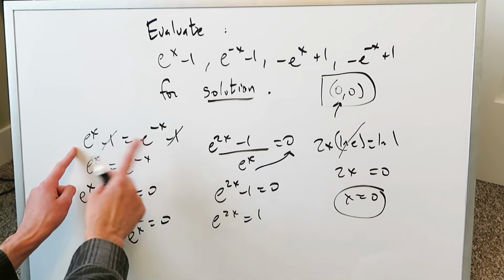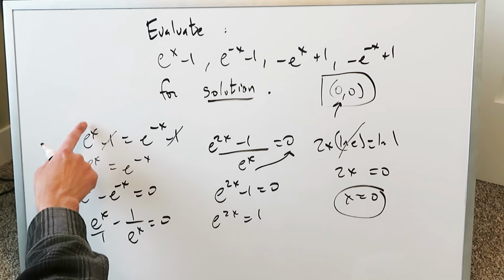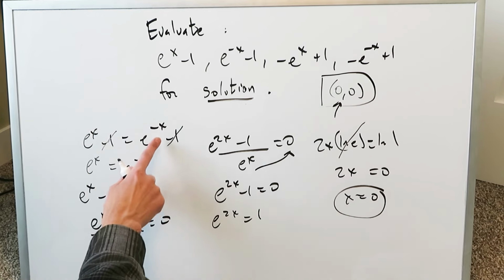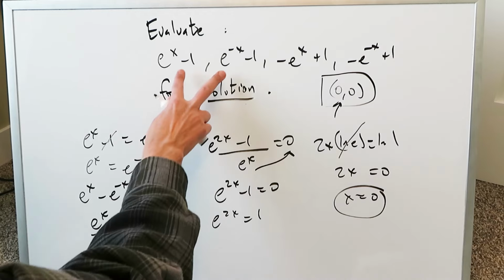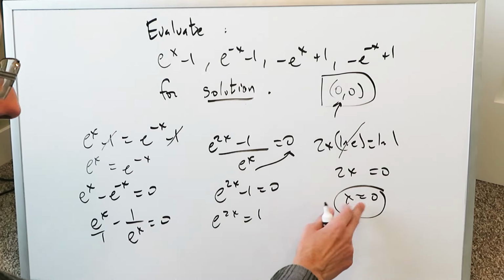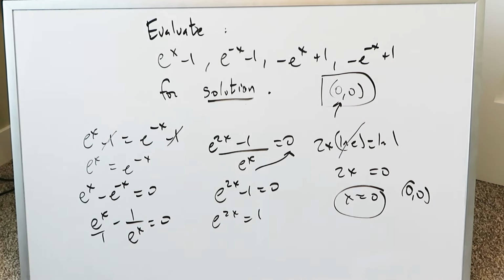If each of these is independently equal to y, you put 0 over here, you get 0. E to the power of 0 is a 1. 1 minus 1 is a 0. You can put it here and you get a 0 as well for your y value. I took these two and I determined the solution mathematically. It's 0, 0, because you just plug this back in and you solve for y.